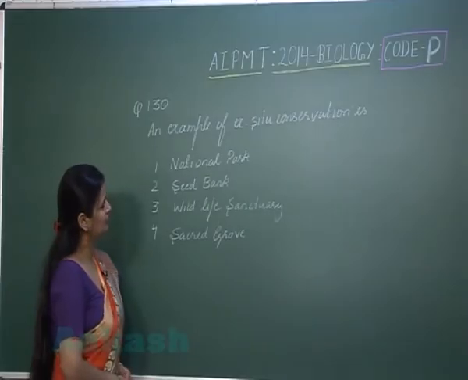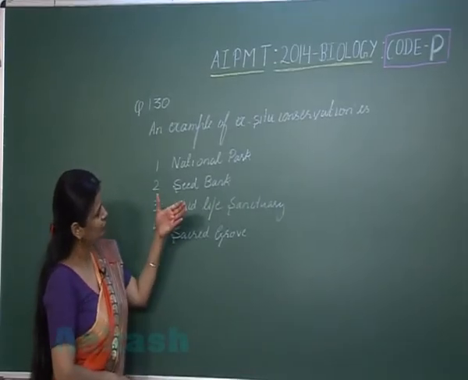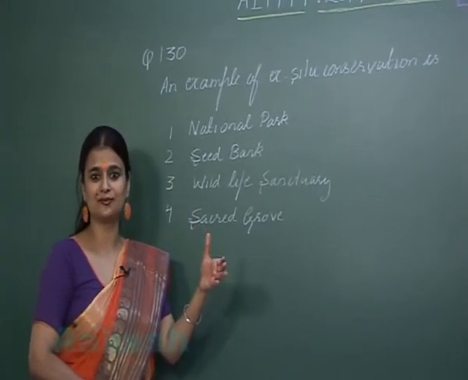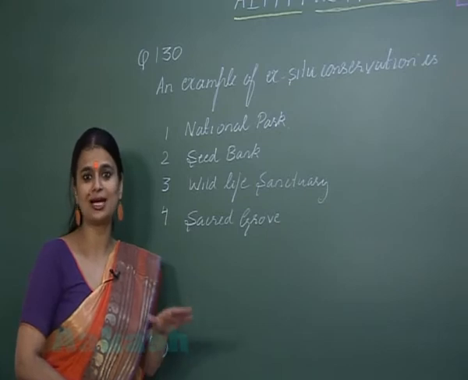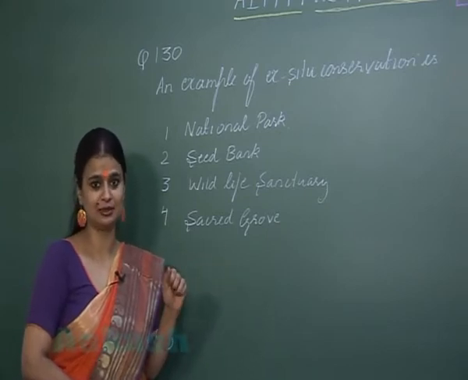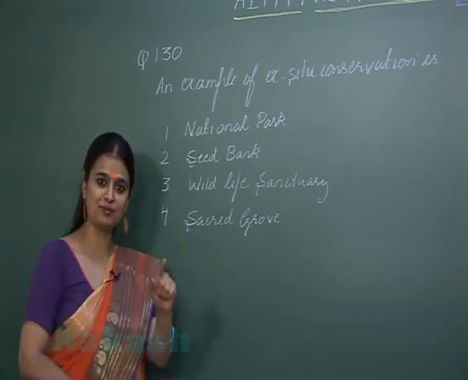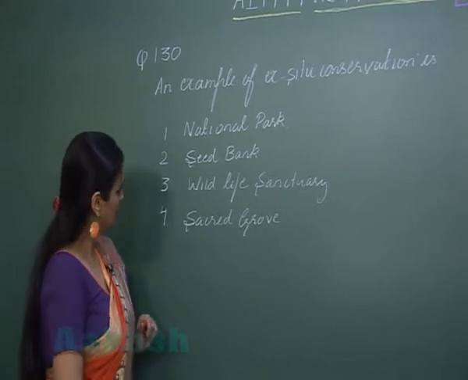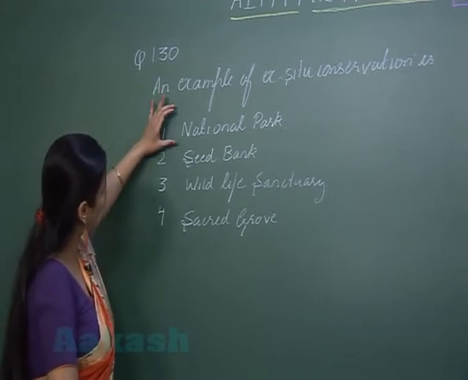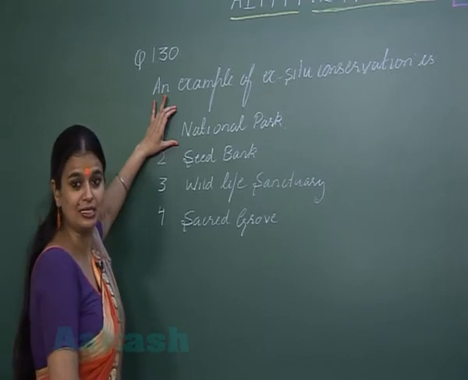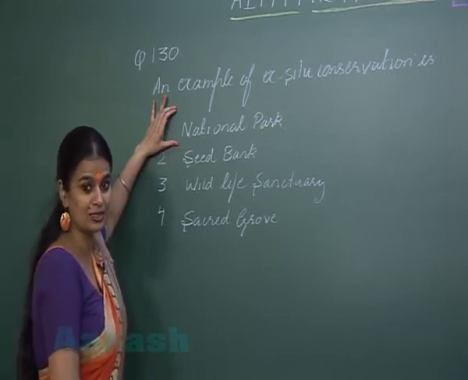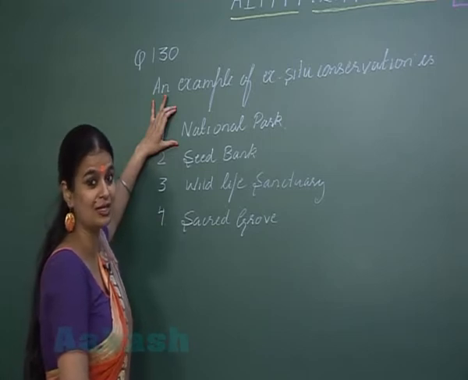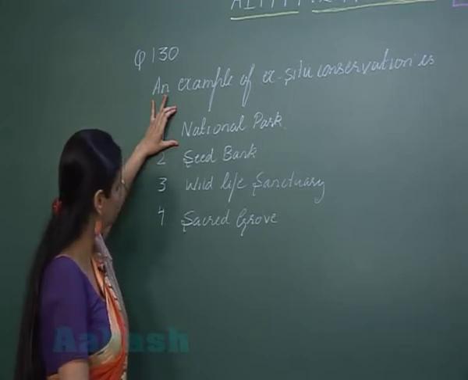Question number 130. Now, ex situ conservation. Ex situ conservation involves conservation of diversity outside the natural habitat. It is also known as off-site conservation. Now here if we look at the options, national park represents an in situ conservation strategy, that is conservation on site, that is conservation in the natural home of the organism.